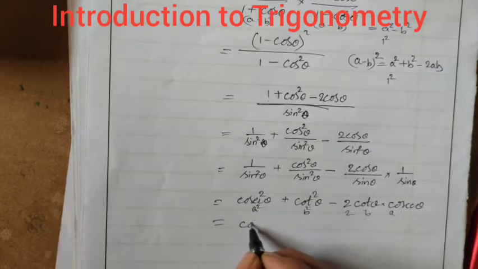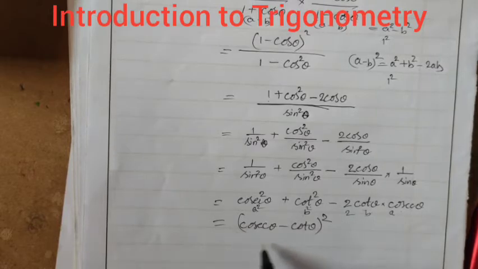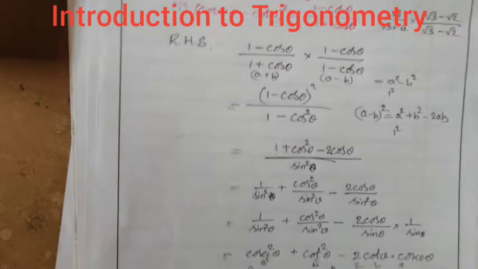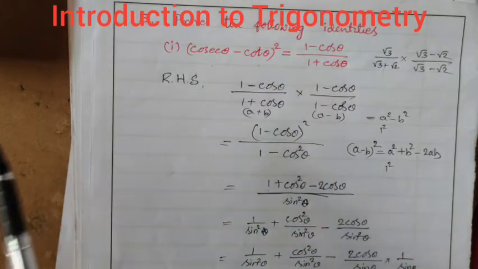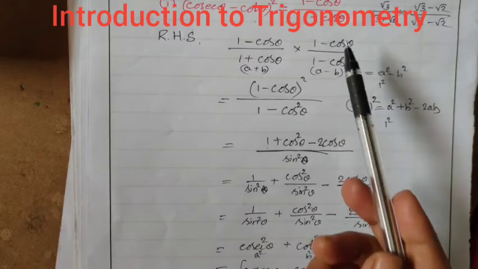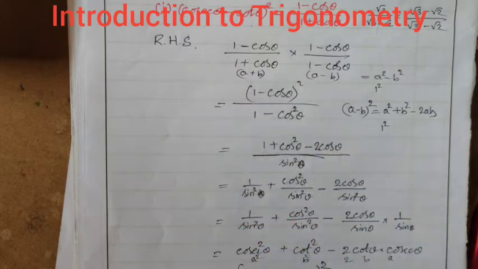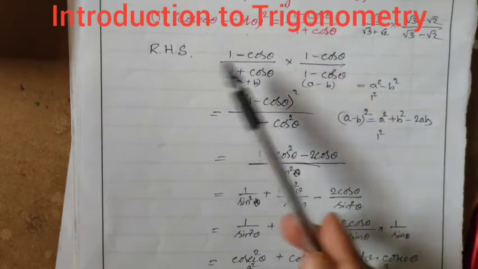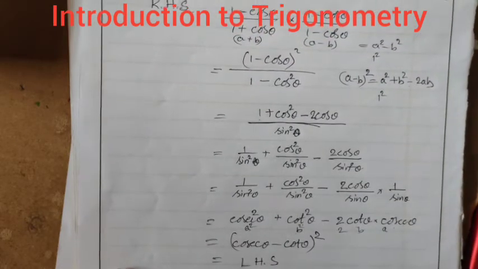So here a is cosec theta, minus b is cot theta. So a minus b whole square, this is our LHS. Now we can observe the LHS: cosec theta minus cot theta whole square. So by using this one, we can solve the question. You can take RHS and prove the LHS, or you can take LHS and prove the RHS. Here I take RHS and prove the LHS. You can try the other problem also.